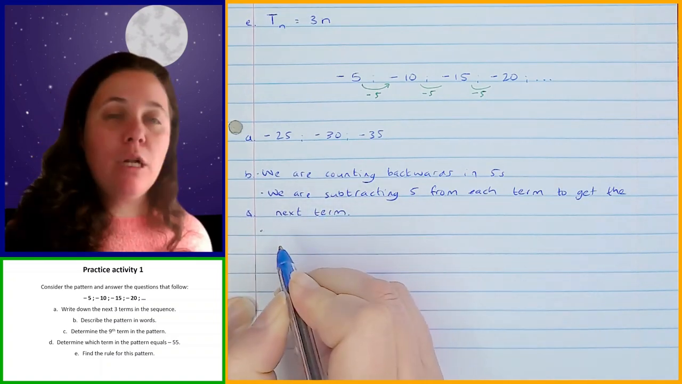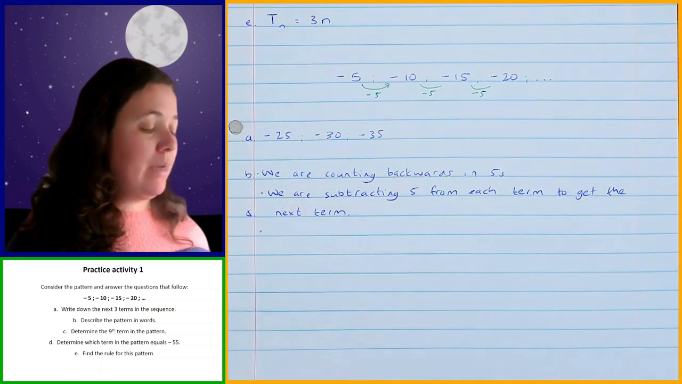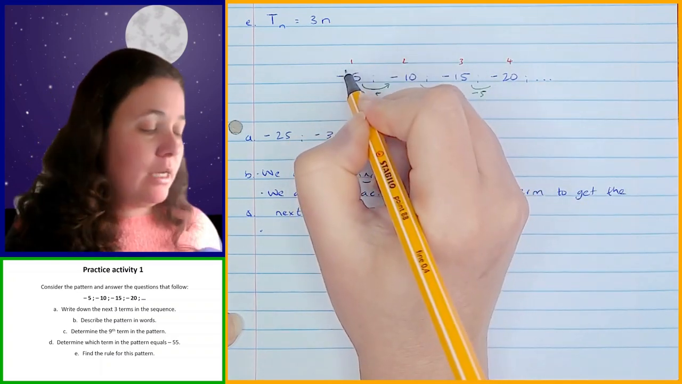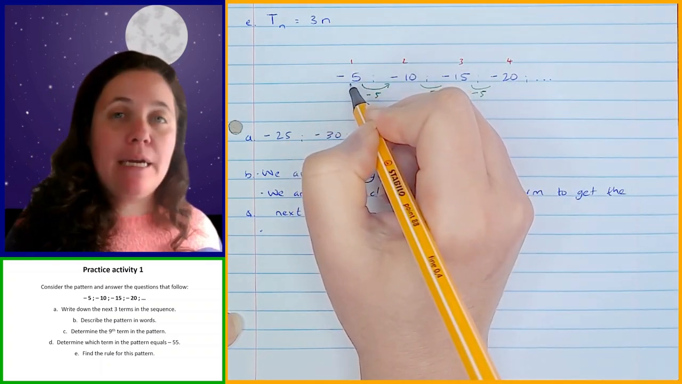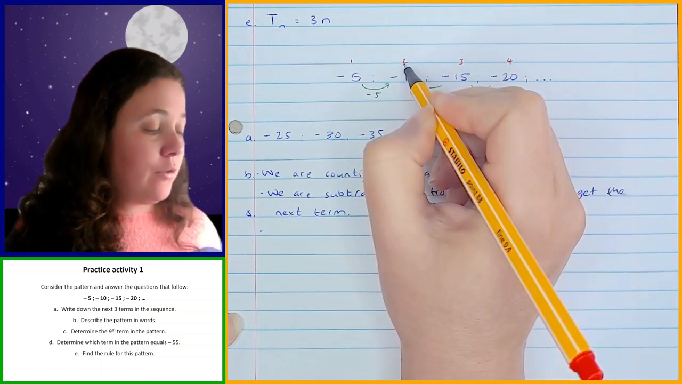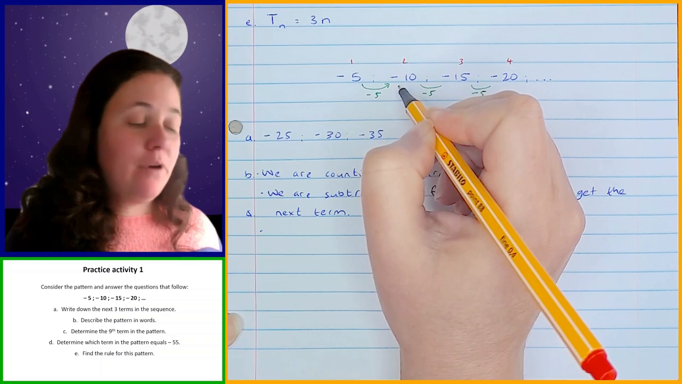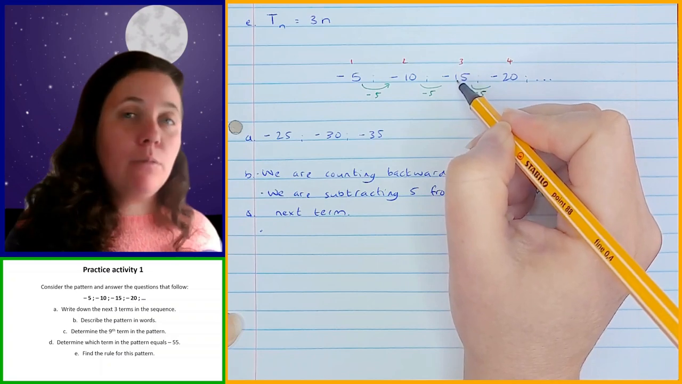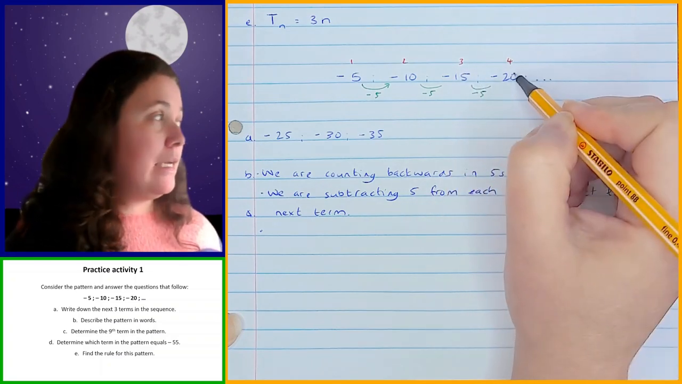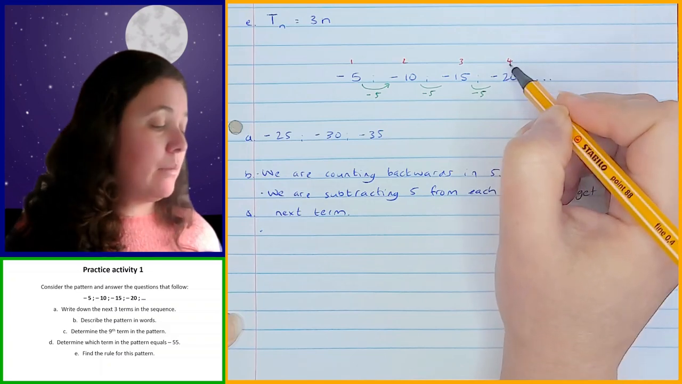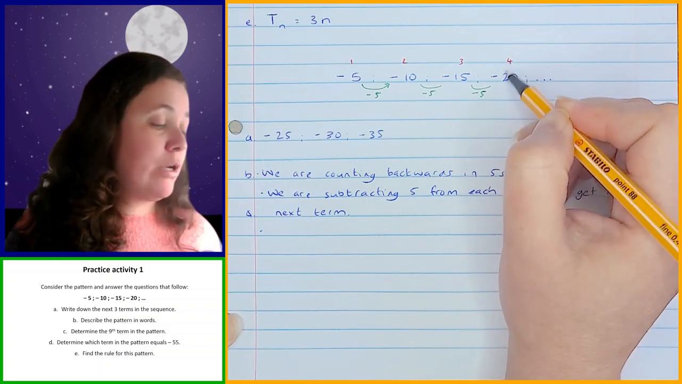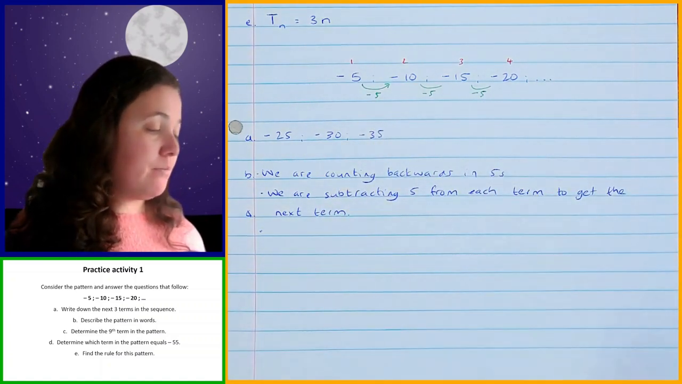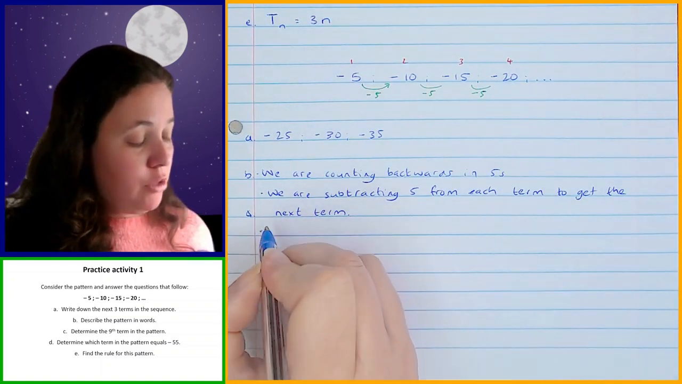Or we can say that we are multiplying. If you look at the term number, 1, 2, 3, 4, how do I get from 1 to negative 5? I can either multiply by negative 5 or subtract 6. To get from 2 to negative 10, I can either multiply by negative 5 or subtract 12. To get from 3 to negative 15, multiply by negative 5 or subtract 18. And to get from 4 to negative 20, multiply by negative 5 or subtract 24. So the one that is constant is that we are multiplying by negative 5 every time. So I can say that we are multiplying the term number by negative 5.